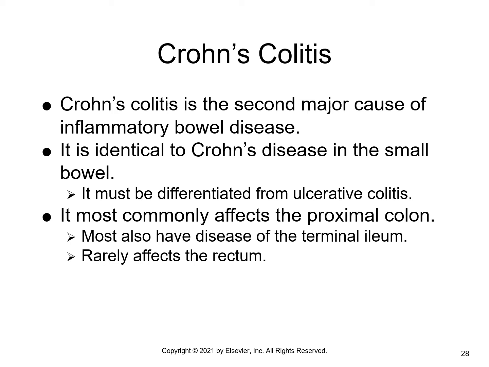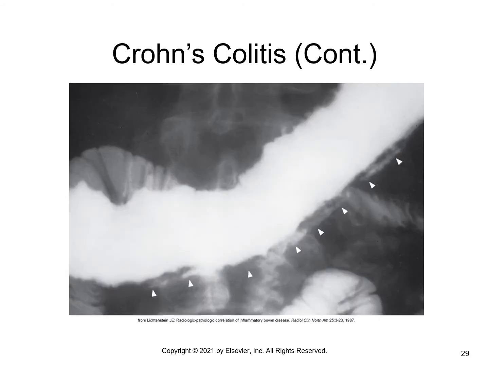It most commonly affects the proximal colon, but then spreads out through the whole colon itself, and it can sometimes cause the disease to go into the terminal ileum. So that's the one part of the small intestines that chronic Crohn's colitis will affect. The other thing that's different is Crohn's colitis typically does not affect the rectum as much as ulcerative colitis does.